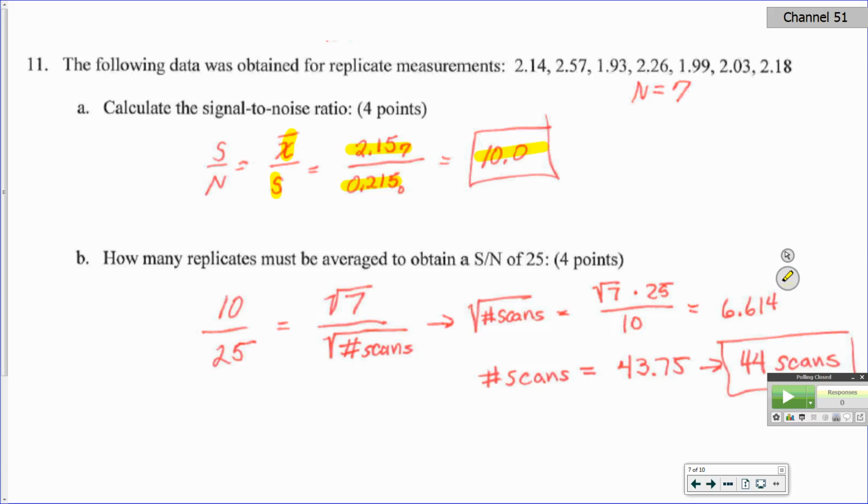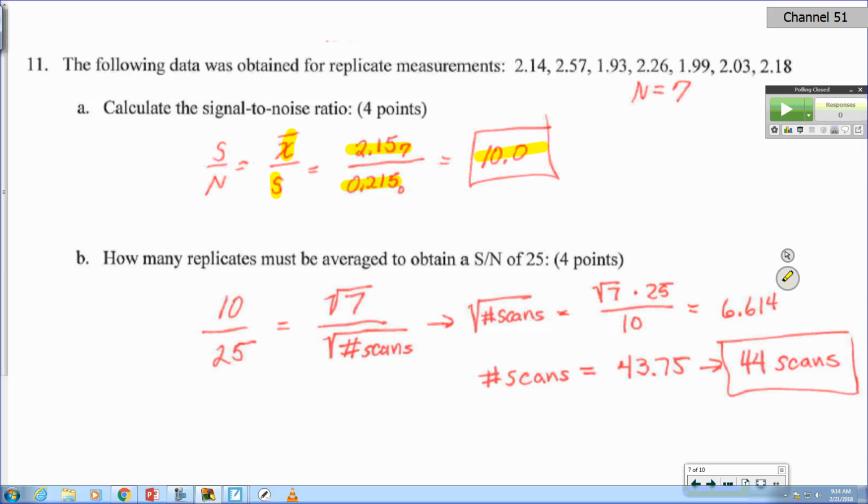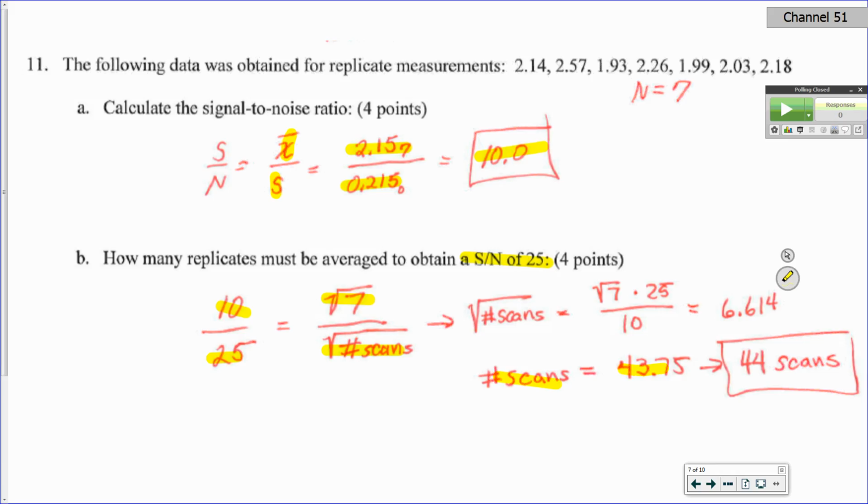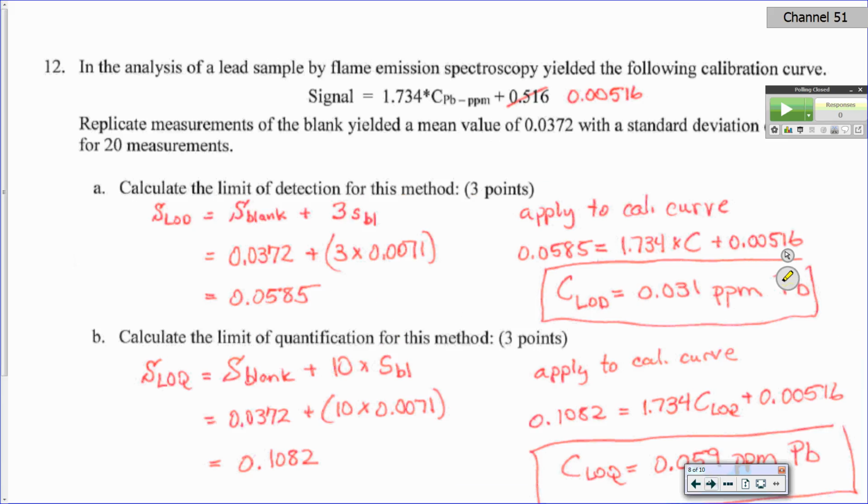B was, now that you've got that data set, calculate how many scans, or replicates, must be obtained to get a signal-to-noise of 25. We know that signal-to-noise is proportional to the square root of the number of scans. So you set up the ratio of a signal-to-noise of 10 to the square root of 7 scans, to 25 to the square root of the number of scans that I want. When you solve for the number of scans, it's 43.75, and you always have to round up to make it a whole number. It takes 44 scans, and I think we all got that.